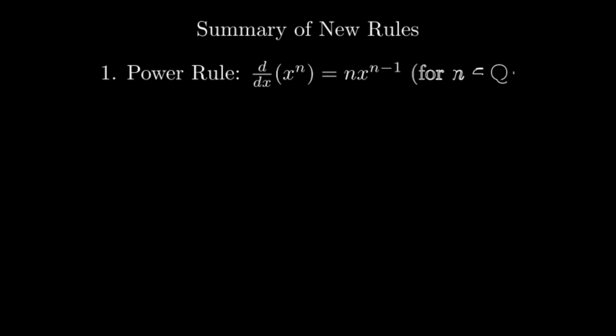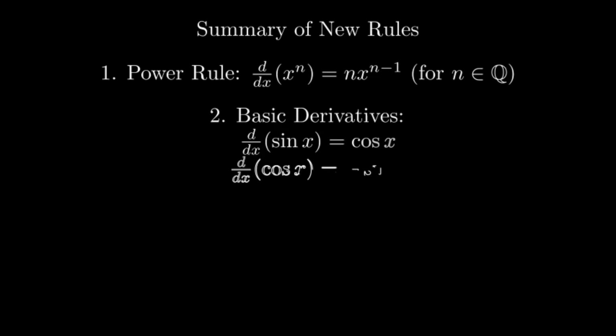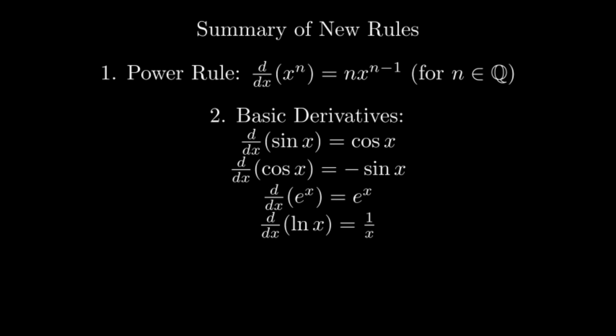Let's take a moment to summarize the powerful new differentiation rules we've covered today. We've added a lot to our calculus toolbox. First, we extended the power rule to all rational exponents. The derivative of x to the n is n times x to the n minus 1, now for any rational number n. Then, we learned the derivatives of four fundamental functions. The derivative of sine is cosine, of cosine is negative sine, of e to the x is e to the x, and of natural log of x is 1 over x.